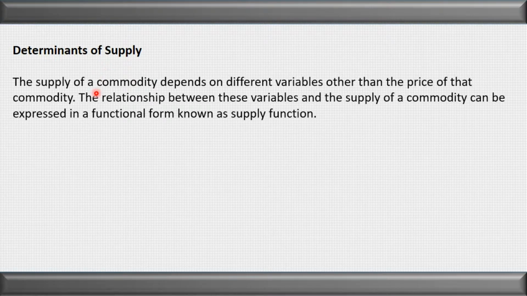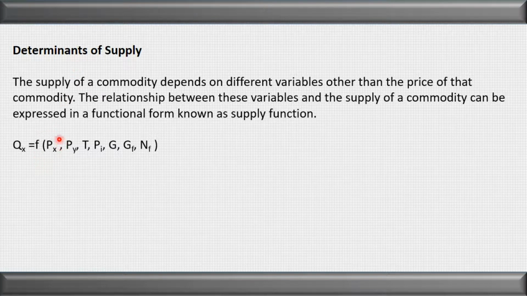It means we know that supply depends on different variables other than price, and the relationship between the variables and the supply is called the supply function. Let us see, it can be represented as Sx = f(Px, Py, T, Pi, G, Gf, Nf). So the relationship between the variables and the supply is called supply function. So these are the factors which affect the supply of the commodity.